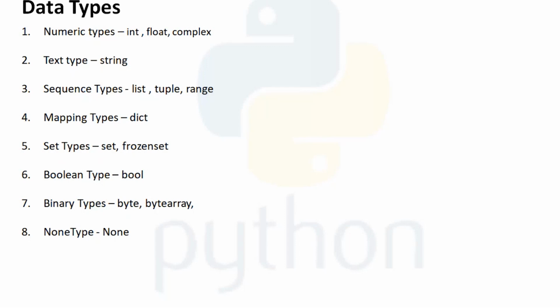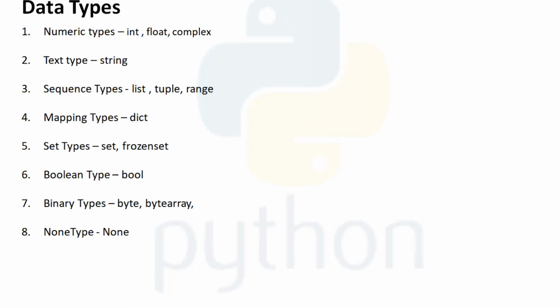Set types are pretty much similar to list, but a few properties are different from list. We'll walk through the set type as well. And then we have Boolean types, which are true and false. There are only two values in Boolean type, true and false. And then we have binary types like byte array. Those are byte-encoded things, zeros and ones, which are bytes basically.